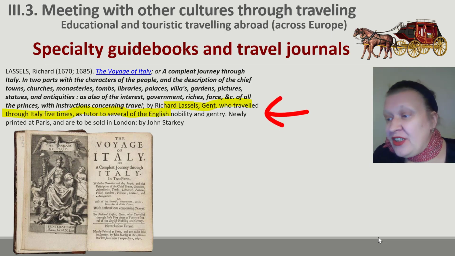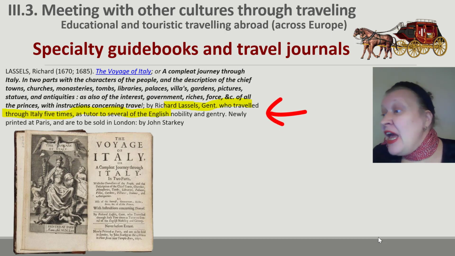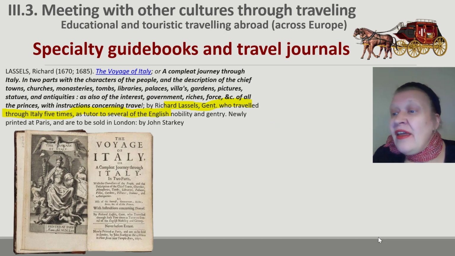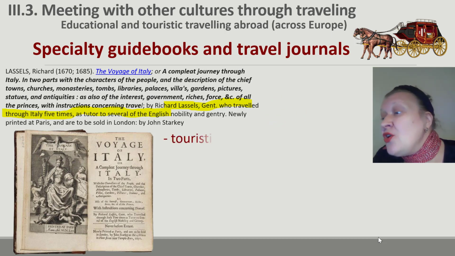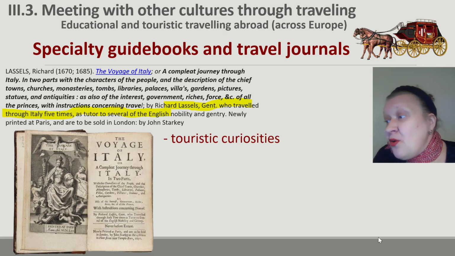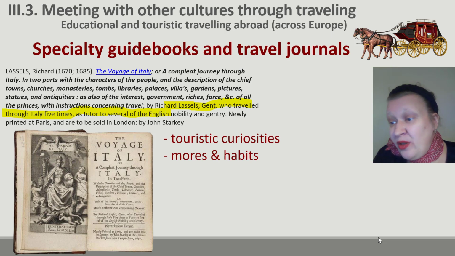From the worldly title of the book, we can learn that Mr. Lascelles was a tutor who accompanied his mentees in their traveling across Europe 5 times. In these guidebook and travel journals, we can find notes not only on touristic curiosity, but also mores and habits of people. In other words, the element of both big C and small c culture.